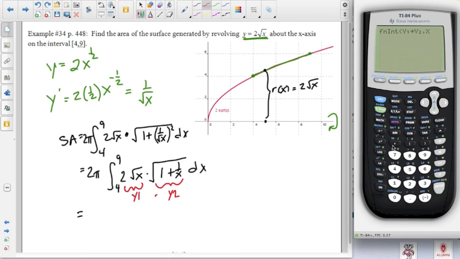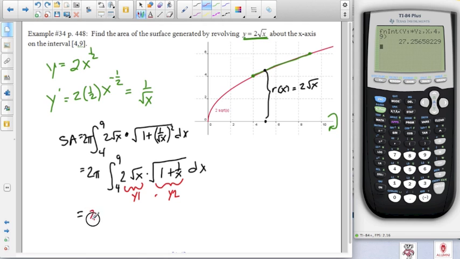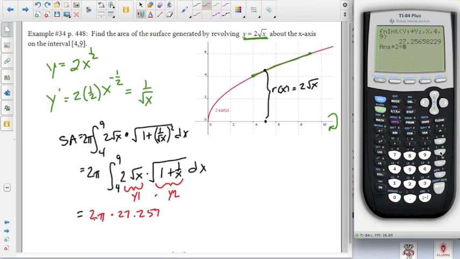Variable of integration is x, and we're going from 4 to 9, so 4 comma 9. And again, like I've said so many times in the past, this is just the integral, so we do need to remember to include the 2 pi in our answer. We are getting an answer of 27.257, appropriately rounded. So this is 2 pi times 27.257. I'm going to go ahead and multiply by 2 times pi, as long as it's a decimal that appears to be irrational.